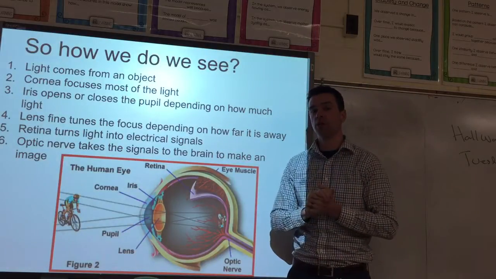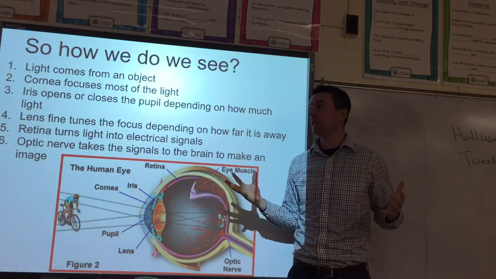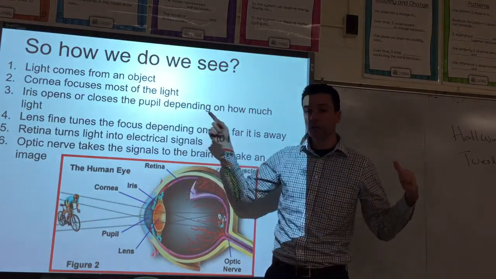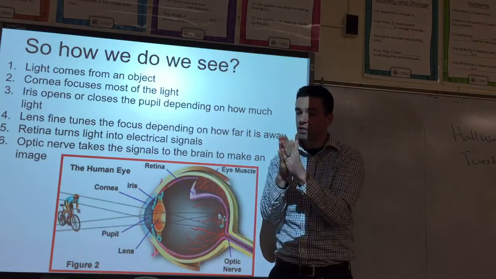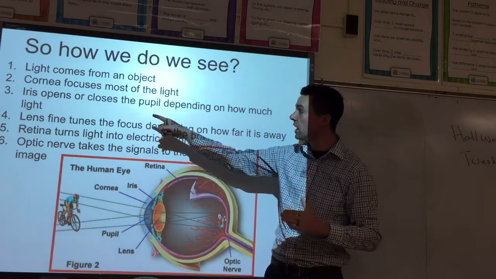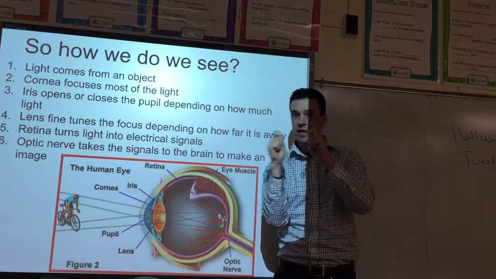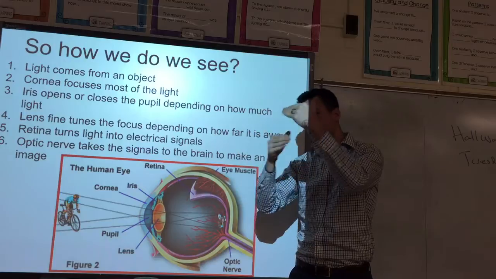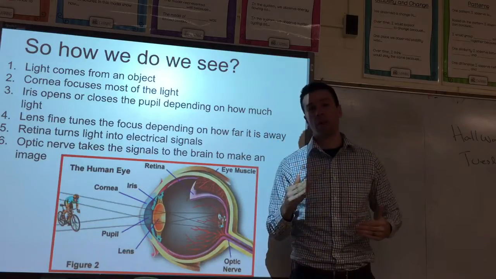What I want to make sure that you can do is ultimately summarize, well, how do you see an object? So light comes from an object in some capacity, okay? Your cornea focuses most of it. Then your iris is in charge of opening and closing that pupil, deciding, okay, how much of that light comes in. And then after it comes in, the lens will fine tune it, depending how far or close it is. And then your retina will ultimately get it, turn it into electrical signals, send it through the optic nerve to your brain.